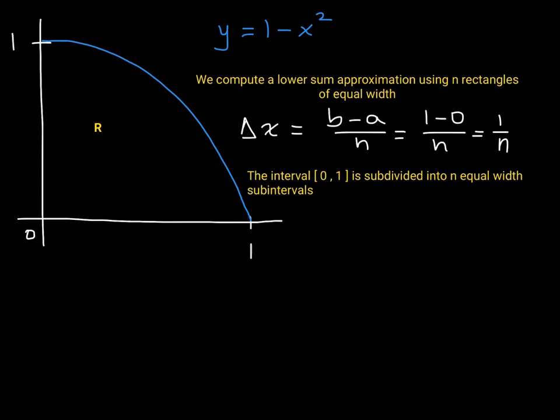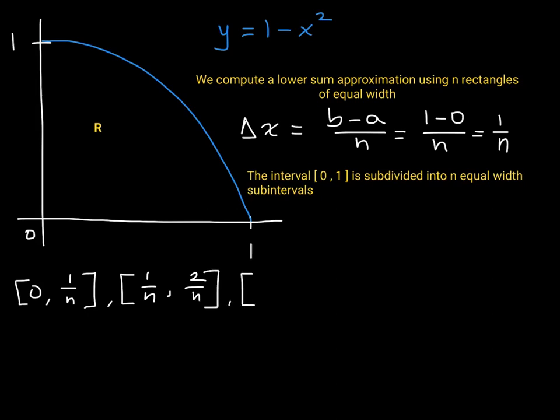Let me come over here. The first interval will start at 0, the left endpoint. And then remember, the width of each of our rectangles is 1 over n. Therefore, the right endpoint would be 1 over n. So this is the first subinterval. The next subinterval, the left endpoint is 1 over n, and the width is 1 over n, so you would add 1 over n to 1 over n, which is 2 over n. So 2 over n is the right endpoint.